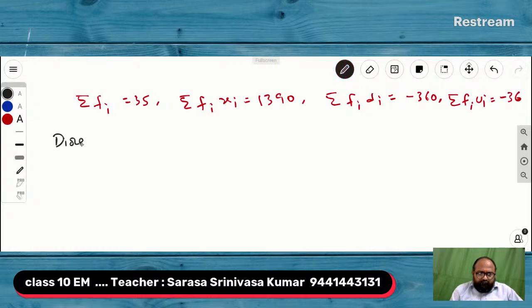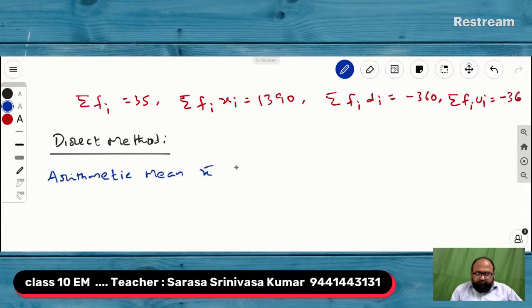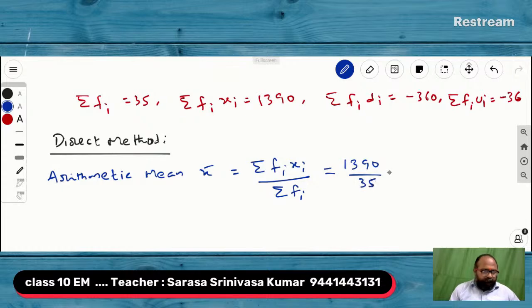First one is the direct method. Arithmetic mean, x bar equal to sigma fi xi by sigma fi, that is equal to 1390 by 35. So this is equal to 39.71.